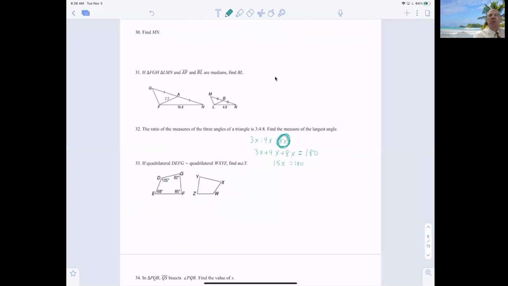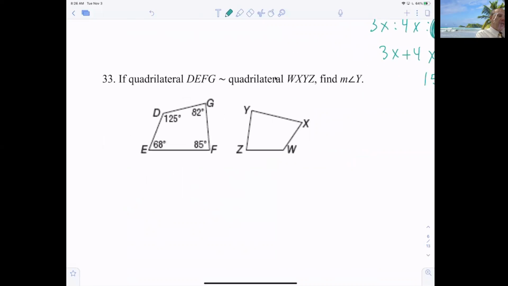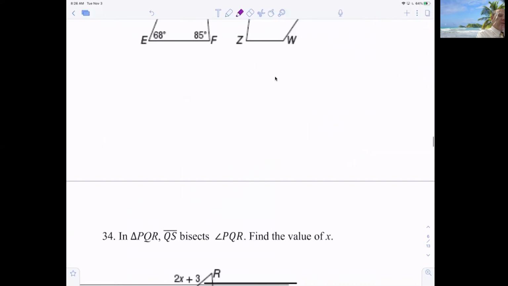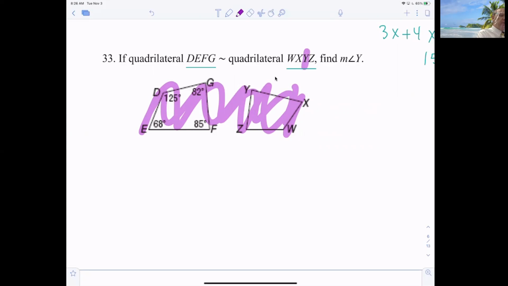Anybody else on this page? Yes, sir. 33. Okay, so now in my opinion here, I don't ever look at the shape. I look at the similarity statement. They're similar, right? So if they're similar, the angles are equal. That's why I'm showing you. I don't even care about this. I don't even need that. I'm just saying if they're asking about y, it's the same as what? F. Makes sense now, right?